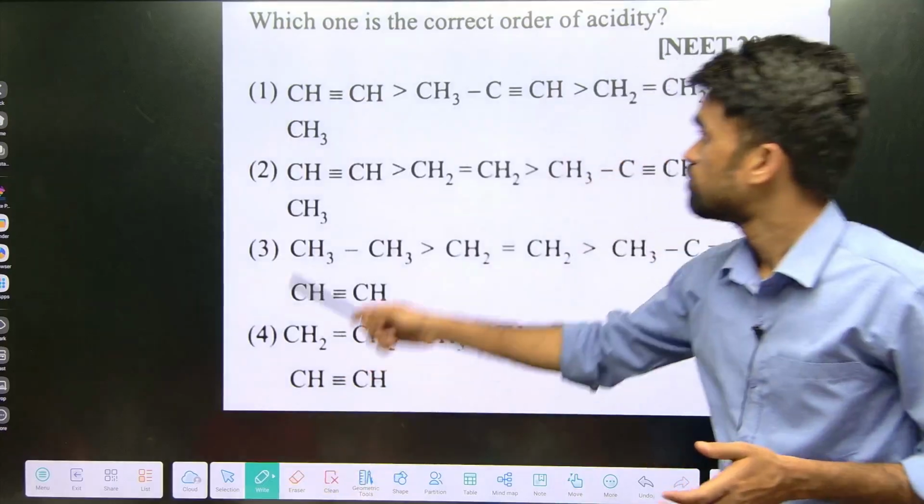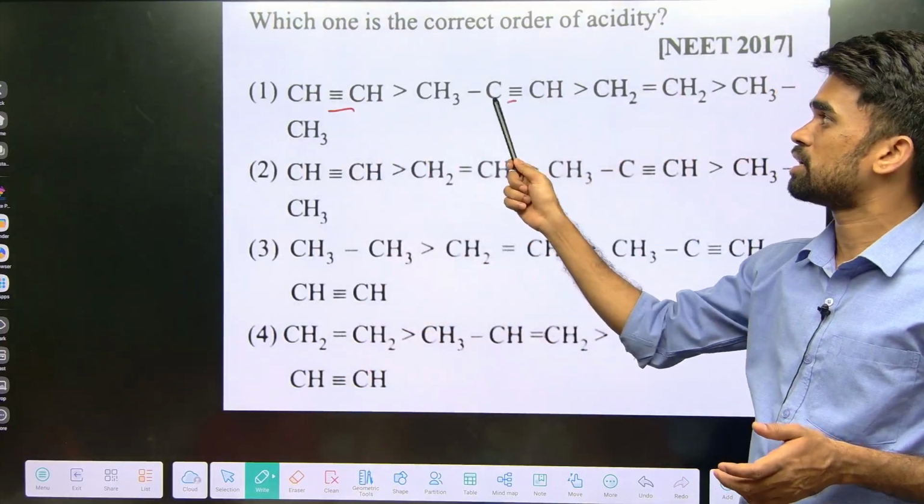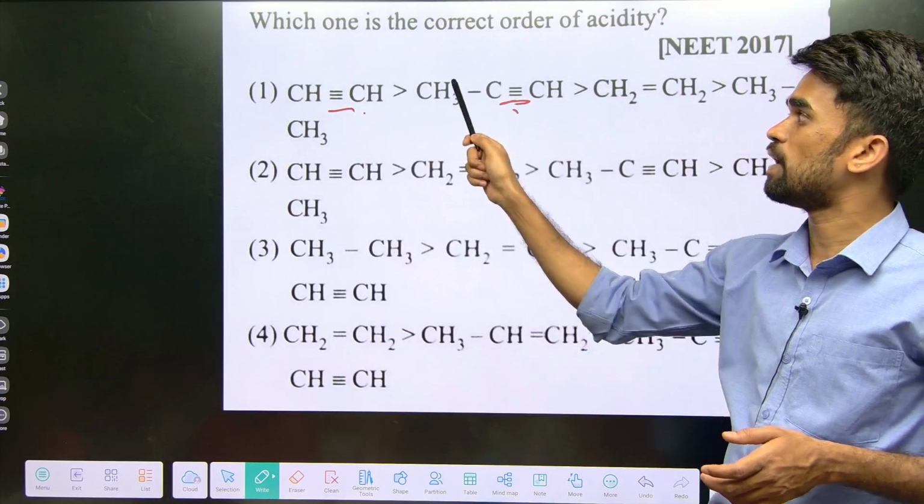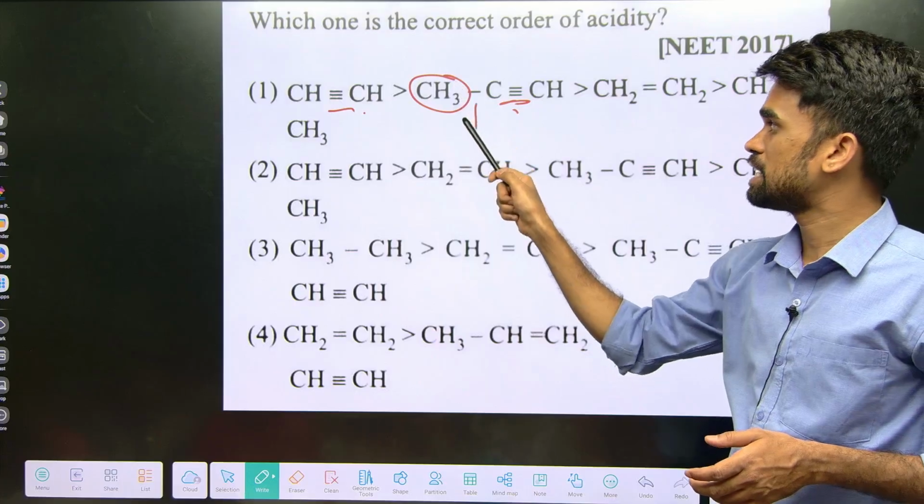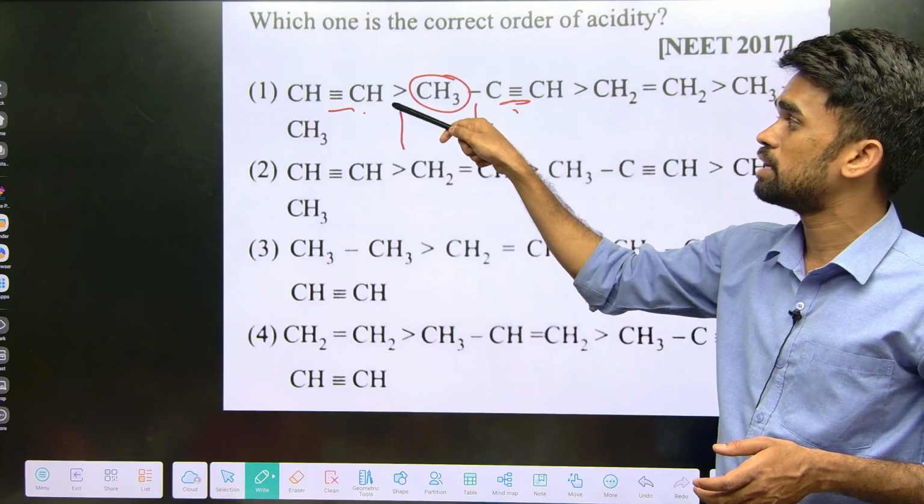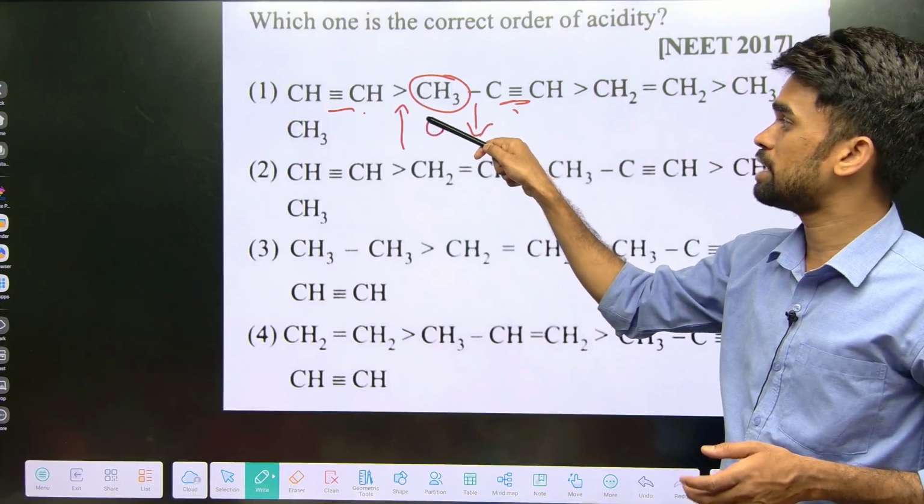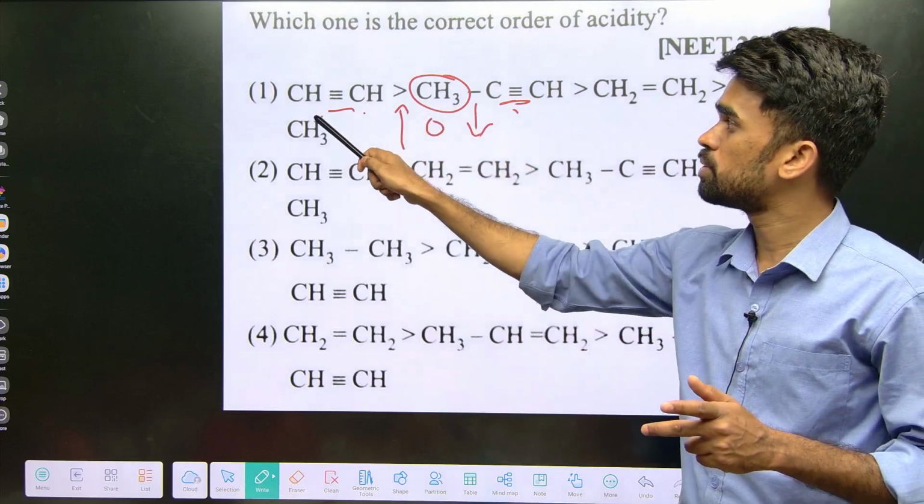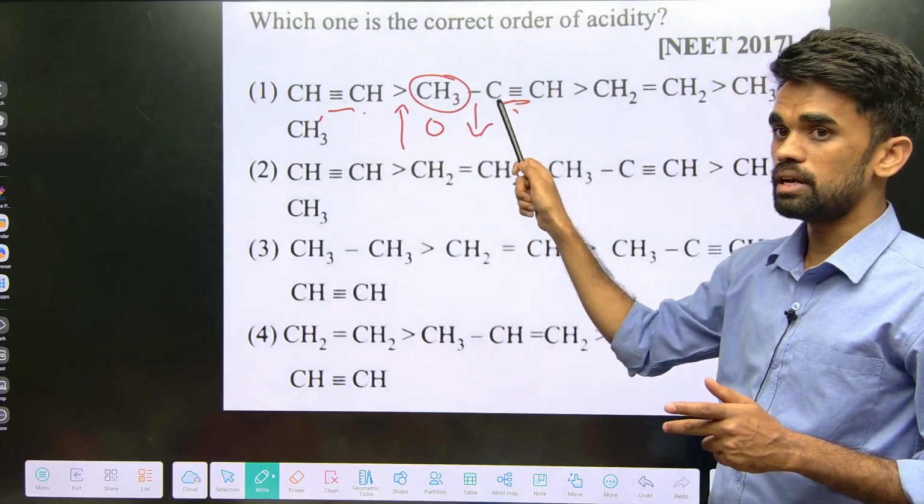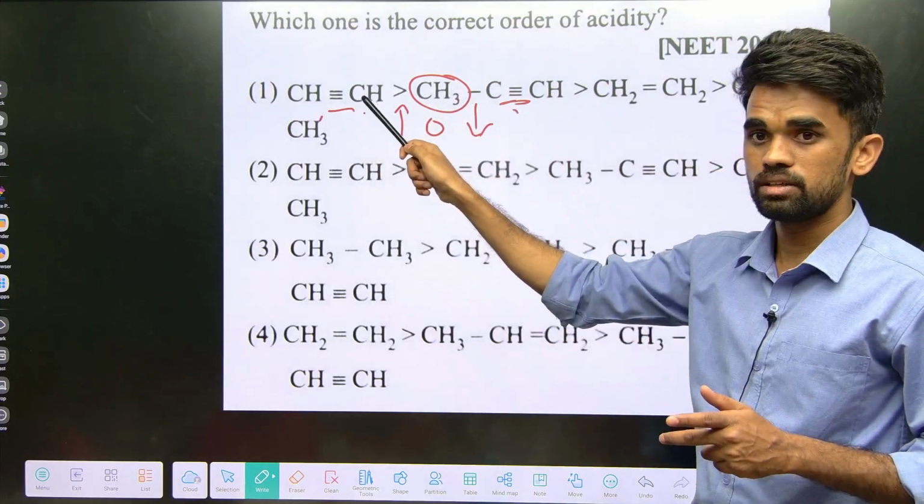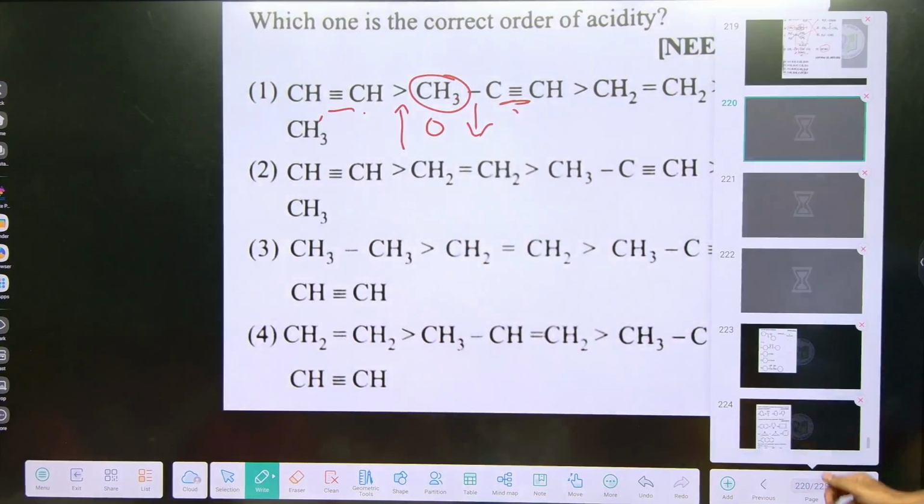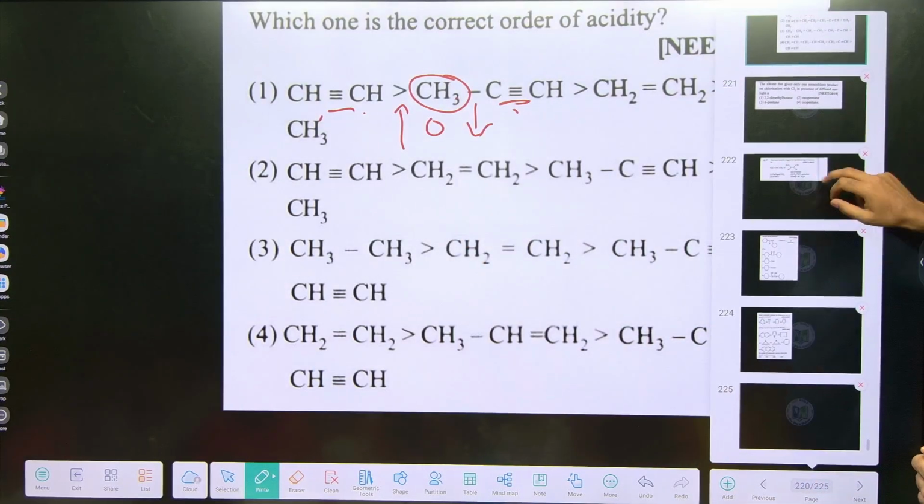Why? First option because sp should be there. Out of these two, what I told you, if an electron releasing group is there, acidic nature decreases. If a withdrawing group is there, it increases. If no group is there, intermediate. Here no group, here a releasing group. Less acidic, more acidic. That's it. Okay. Next one.